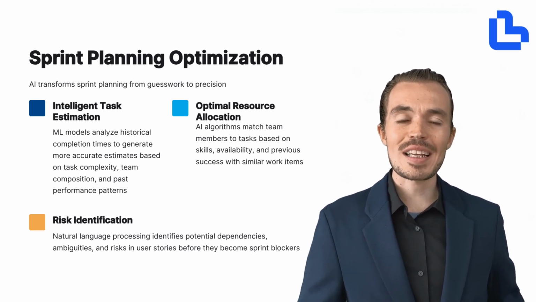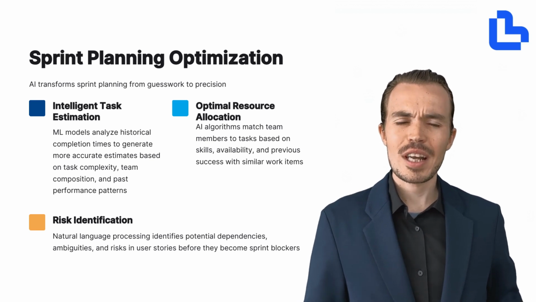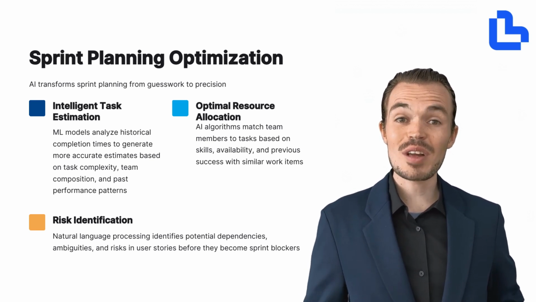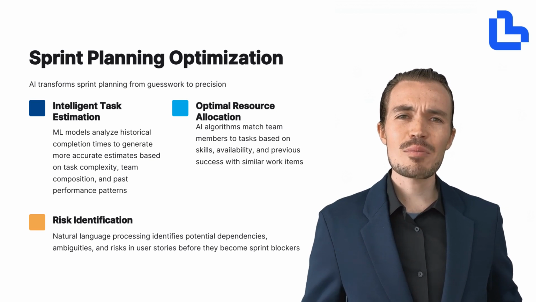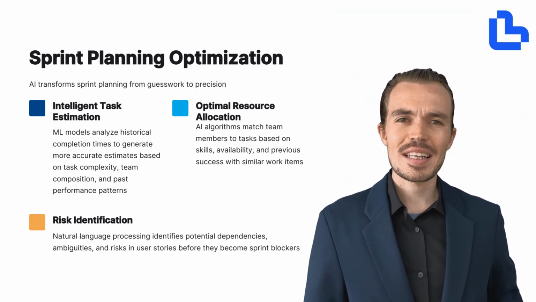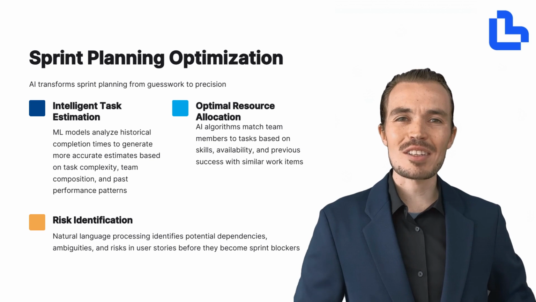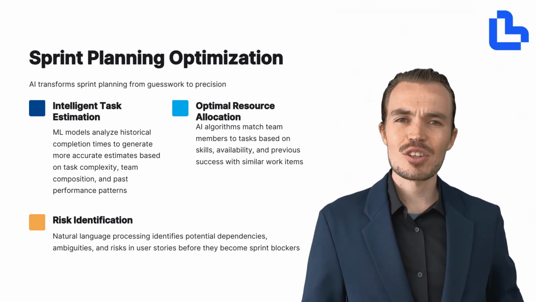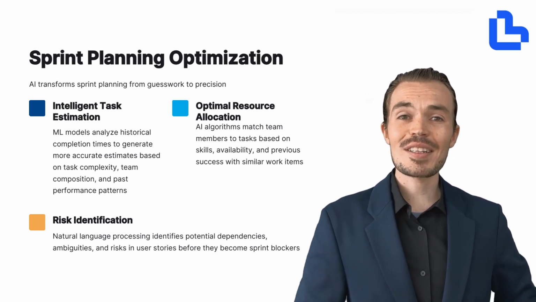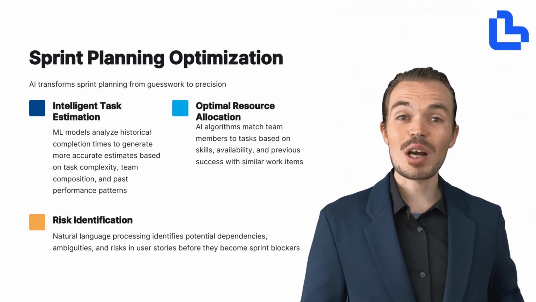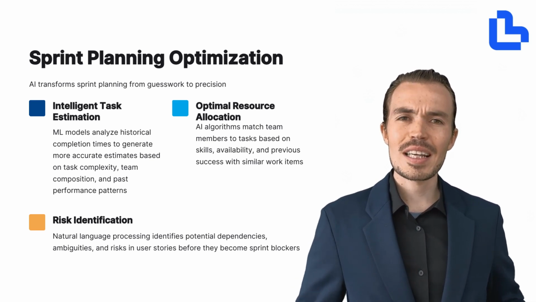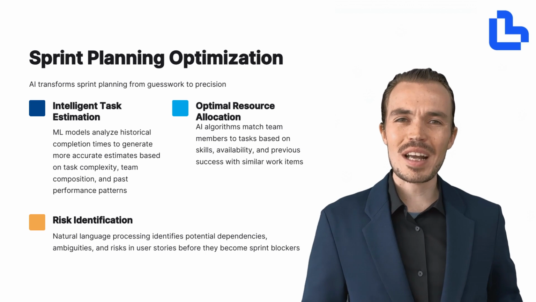Machine learning models can analyze historical completion times and use that data to generate more accurate estimates. These models consider task complexity, team composition, and past performance patterns to provide a data driven forecast of how long a task is likely to take. This helps reduce the risk of underestimating or overcommitting during sprint planning.